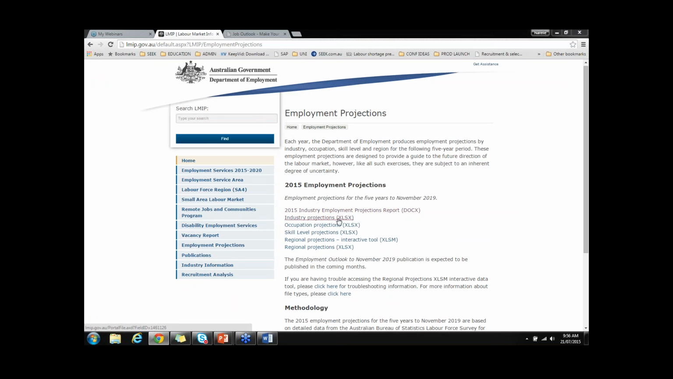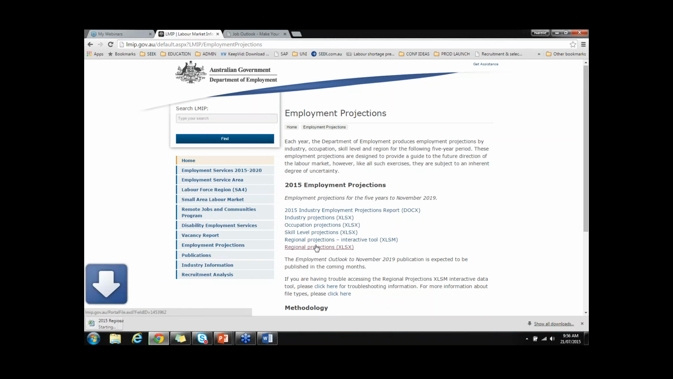So in here, they have a whole lot of Excel spreadsheets. If you love Excel, fantastic, use it as you wish. But the ones that I love are these regional projections. The reason why I like these is because they split out the industries by region, not just state, but regional area. Now, they produce these once a year.